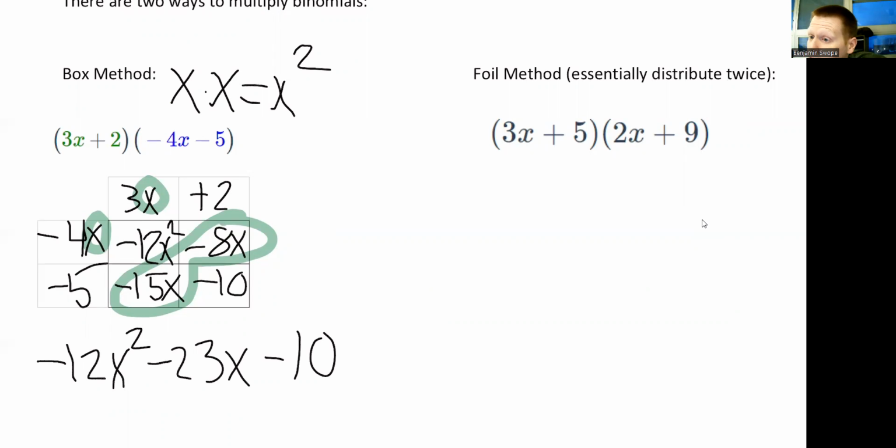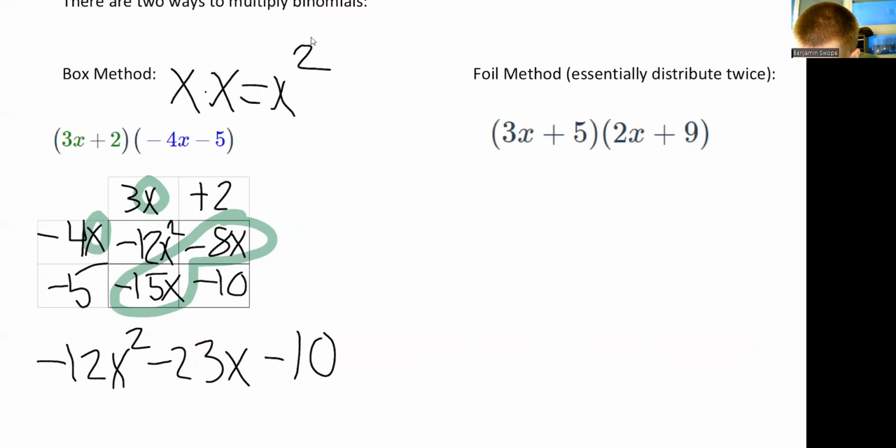Okay, so that's the first method. If you like the box method, you could do that for all these problems. You'll see in Delta Math, you kind of have a choice for the last bit of it. But I do want to show you how to FOIL, just in case it's something you've seen before, or if you prefer it over the box method. Some people don't like drawing the boxes.